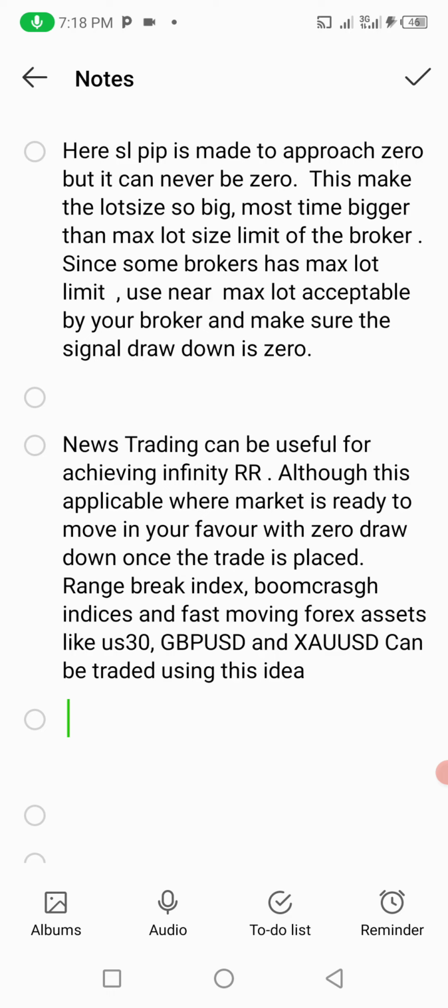But there is still an issue here about what loss size you are going to use on a given equity. That's what I'm going to explain by the time I finish this document.